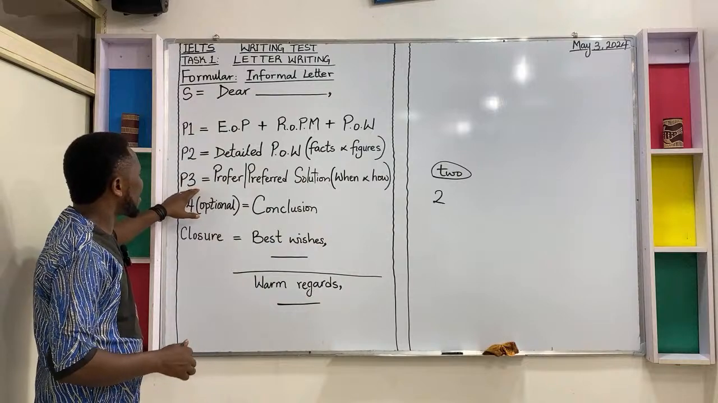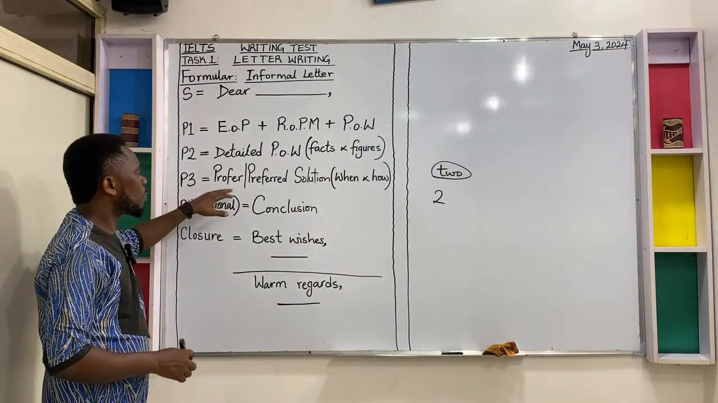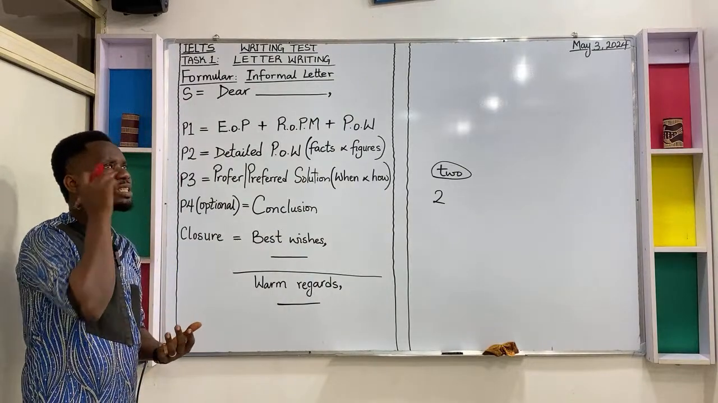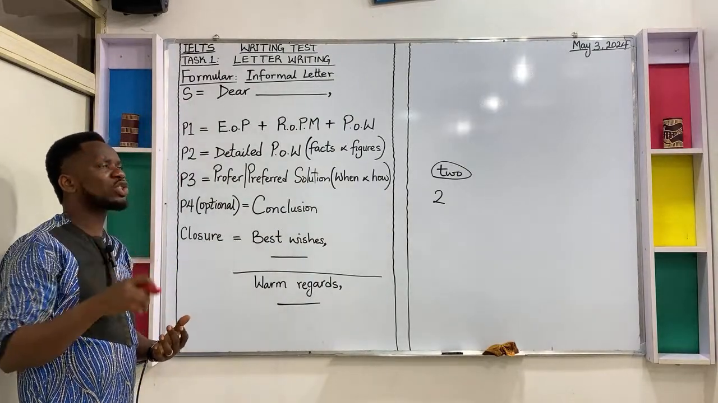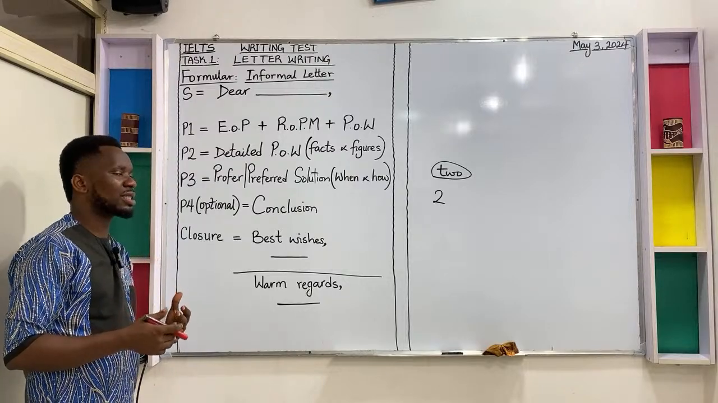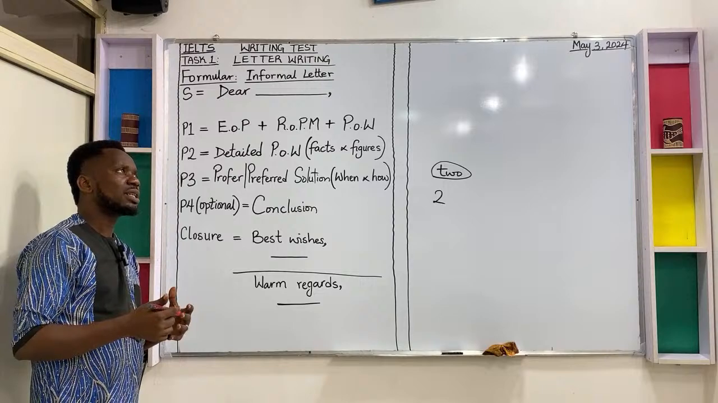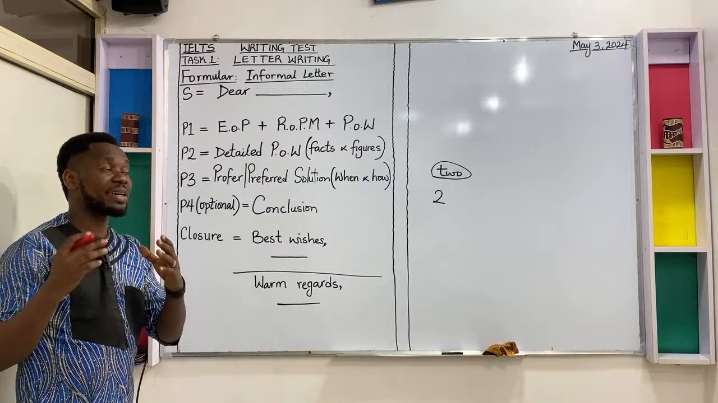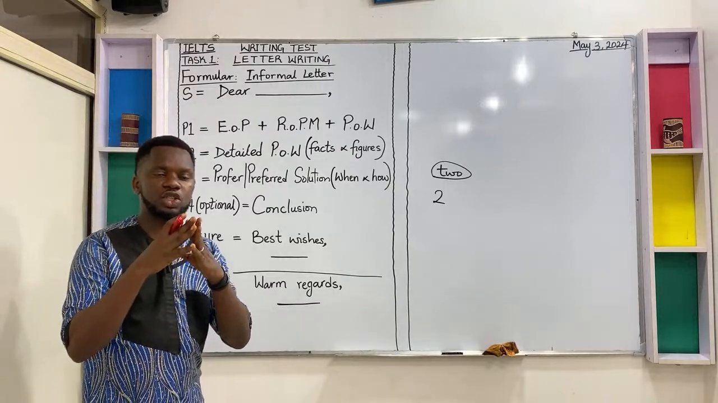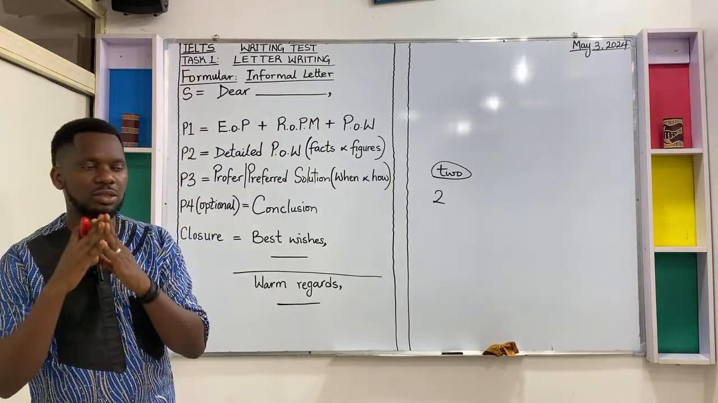Then your third paragraph, you want to proffer solution. Since the event will be taking place on maybe the 24th of May, 2024, it will be nice, because of distance, that they come around on 23rd. The school has made provisions for accommodation for parents coming from far distance.